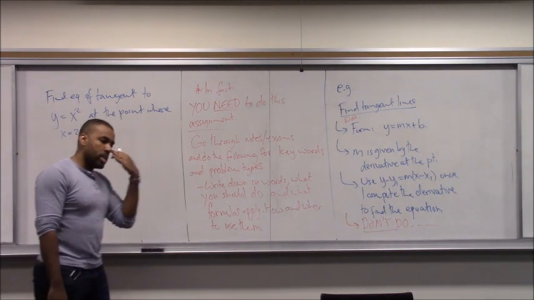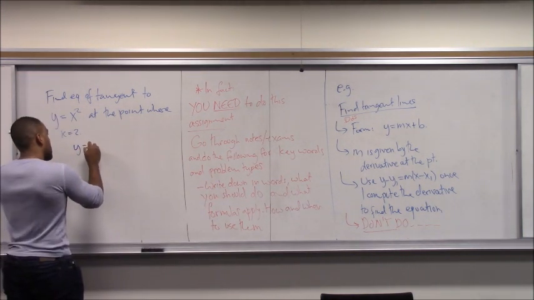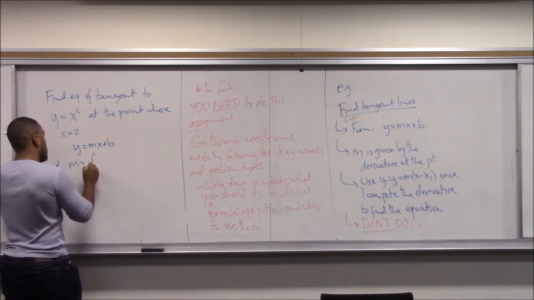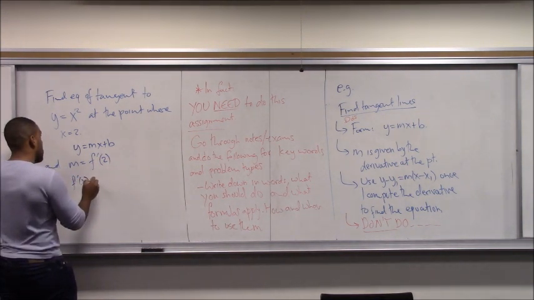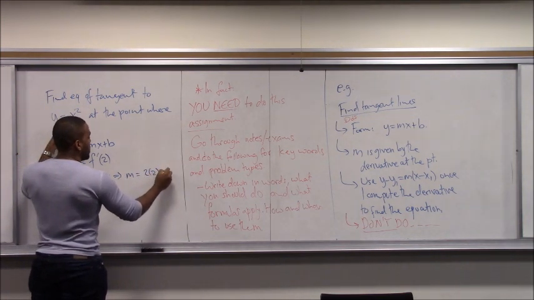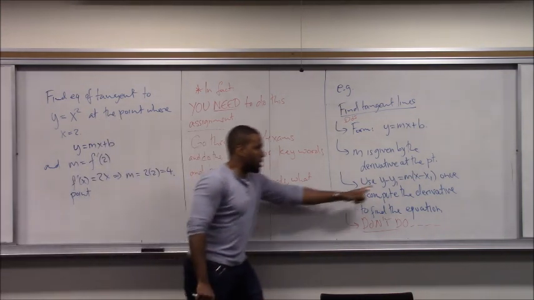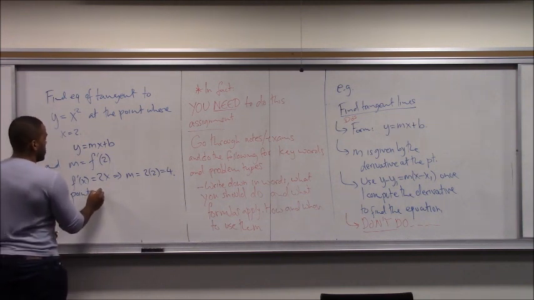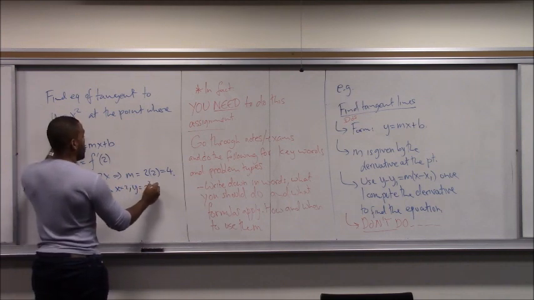Then, me reading this, knowing that from my notes, I'm going to say, okay, I know I'm looking for this, and I know that m is equal to the derivative evaluated at 2. What is the derivative? Well, the derivative of that is 2x. This means that my m is going to be 2 times 2 equals 4. Now I need to find the point, because I need to be able to plug into this formula. I know the x value, I need to find the y value. So when x is 2, y is 2 squared, which is 4.